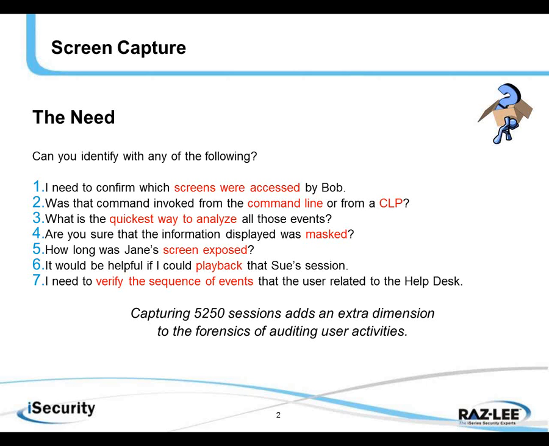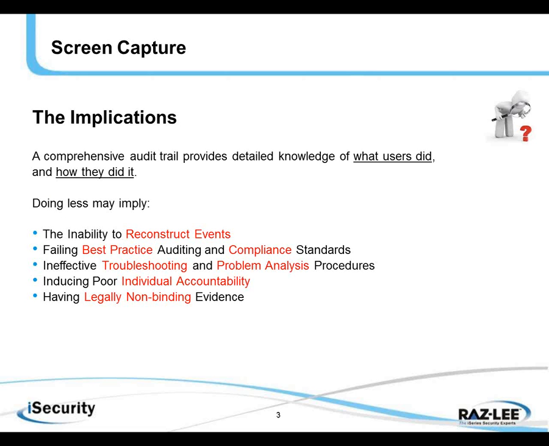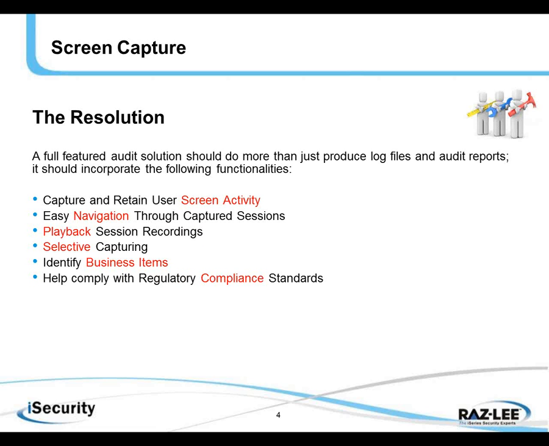Capturing 5250 sessions adds an extra dimension to the forensics of auditing user activities. Indeed, a comprehensive audit trail provides detailed knowledge not only of what users did, but also how they did it. By doing less, this would imply that you're unable to reconstruct events. You may fail best practice auditing and compliance standards. You'll have ineffective troubleshooting and problem analysis procedures. This will induce poor individual accountability on the part of your users, and you won't have legally binding evidence.